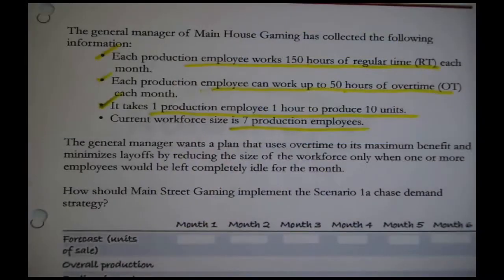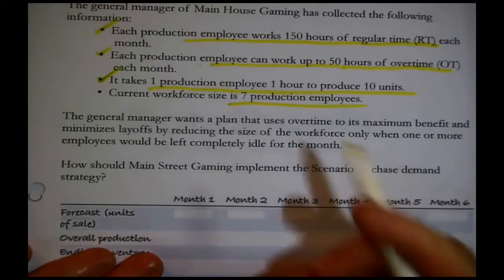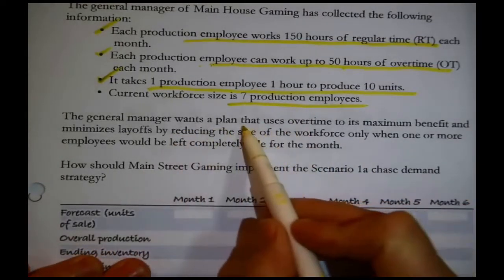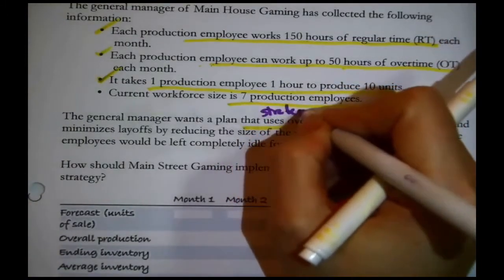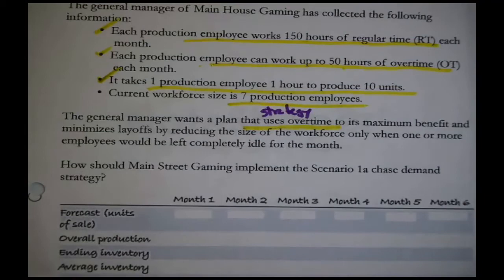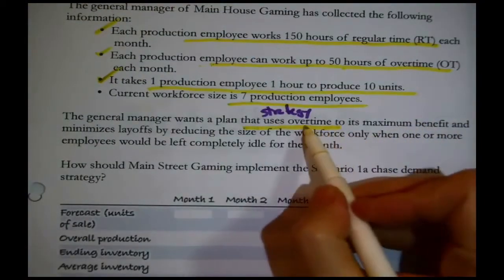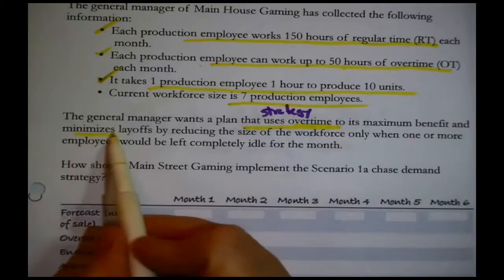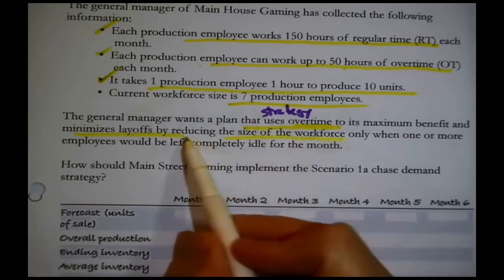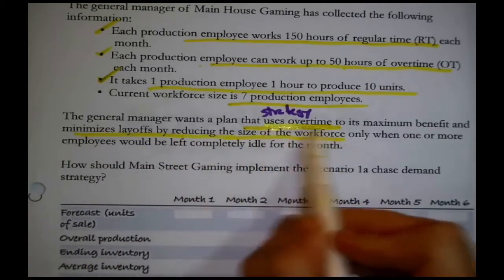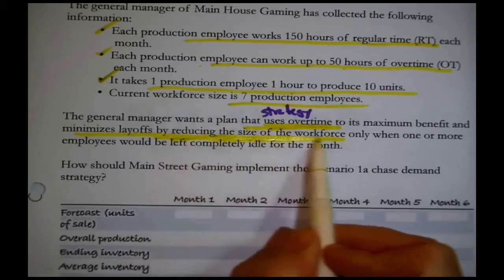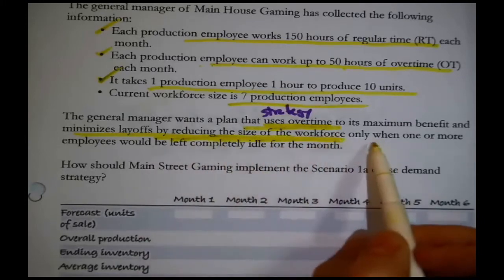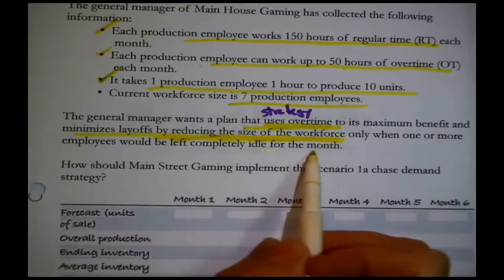Notice that the manager is not done specifying things. The general manager wants a plan that uses overtime. So this is all about strategy, an implementation strategy, if you will. It uses overtime to its maximum benefit and minimizes layoffs by reducing the size of the workforce. So overtime is an option, and so is reducing the workforce, although he or she would not like that option used very much, only when one or more employees would be left completely idle for a month. Yeah, that makes sense.